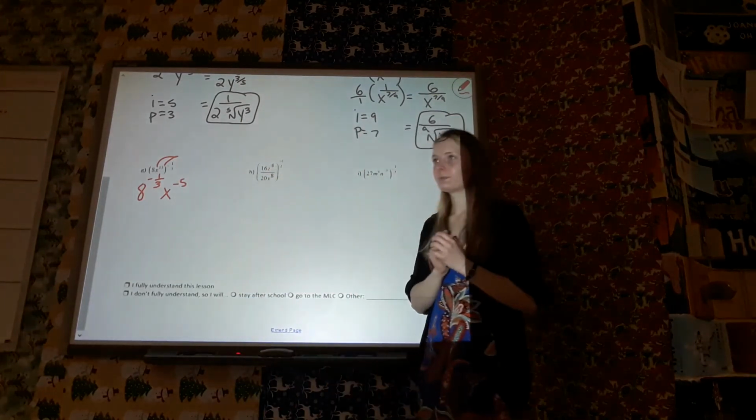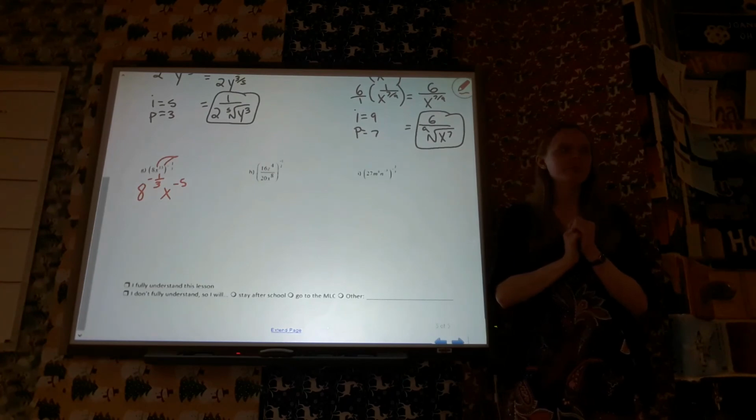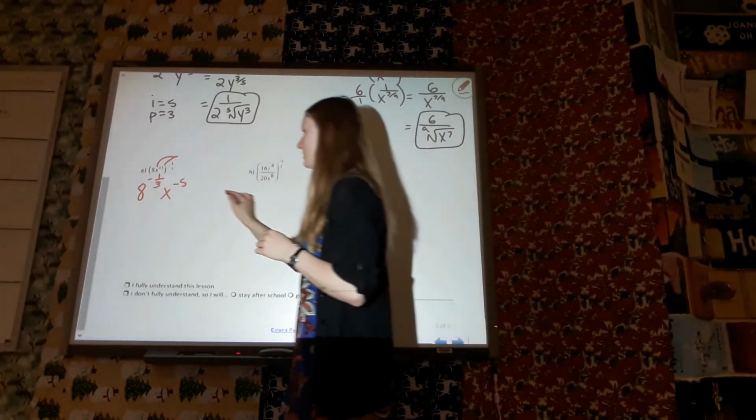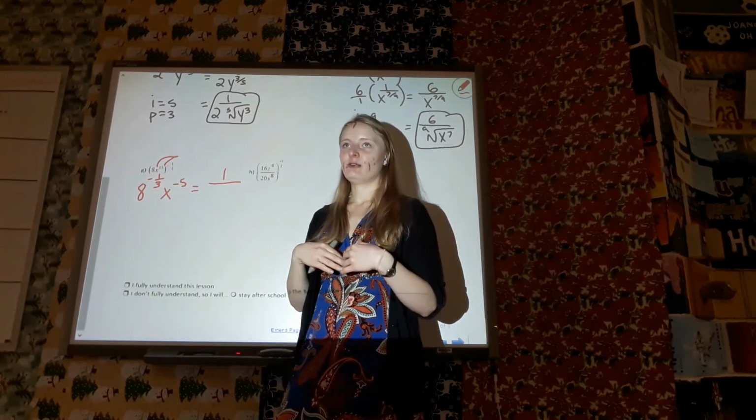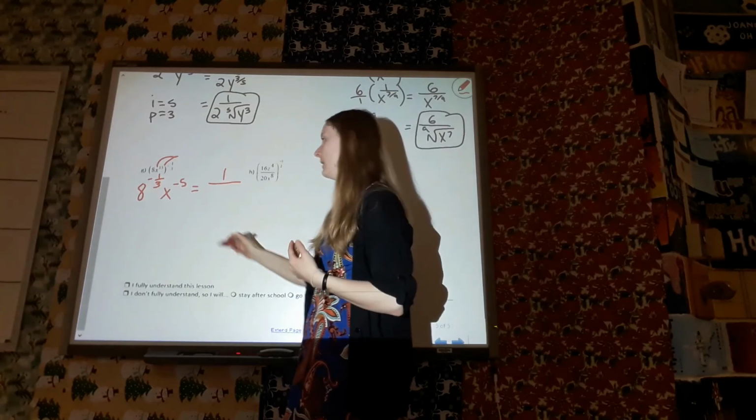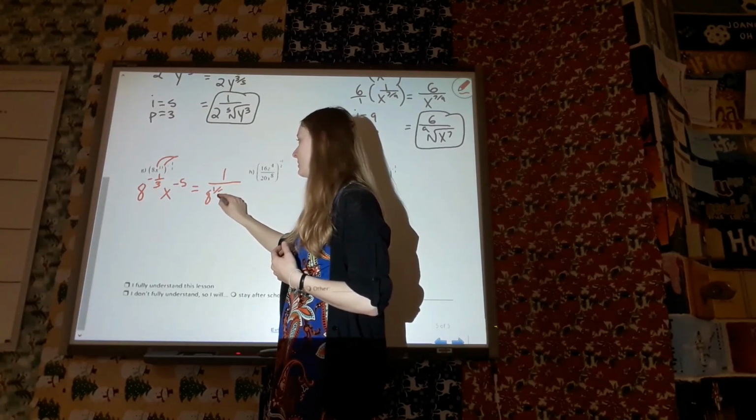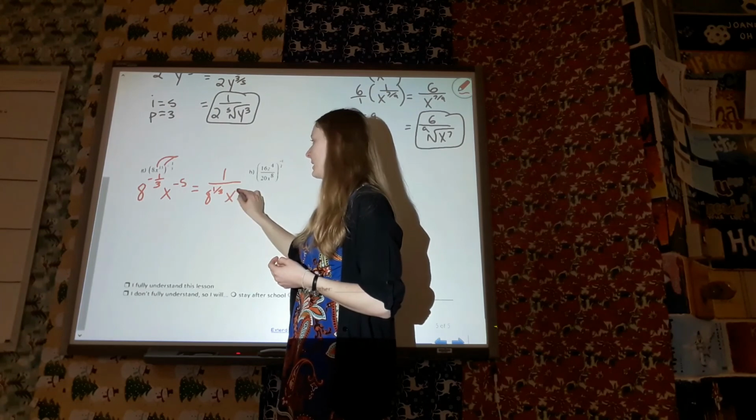Okay. Now what? Take care of any negative exponents. They both drop, right? So they're both negative, but you still need something in the numerator. It's going to be a 1. So it drops to become 8 to the 1/3, and x to the 5th.